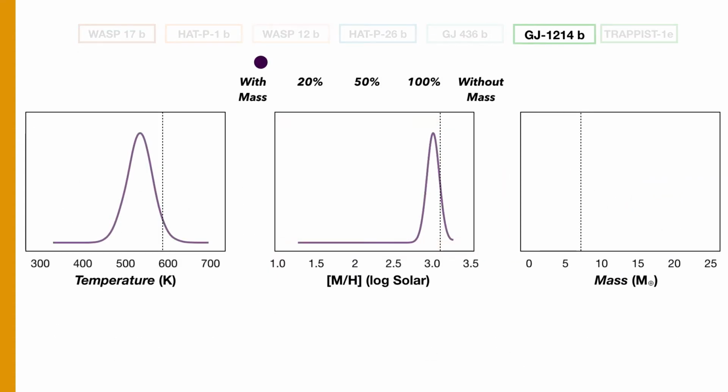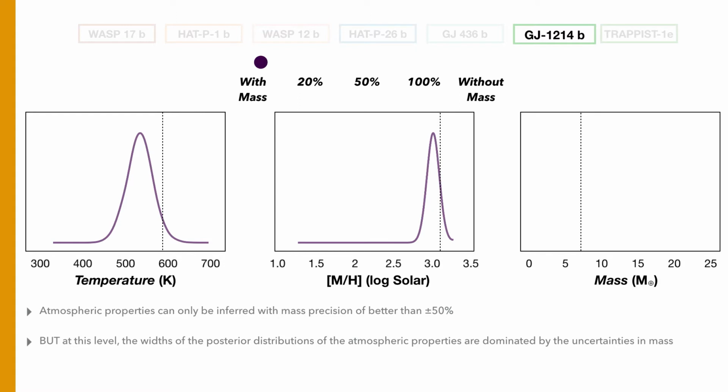So for this case, as the precision on mass degrades, the posteriors of both metallicity and temperature drastically lose both precision and accuracy. And in fact, the atmospheric properties can only be inferred with a mass precision of better than 50%. But even at that level, the widths of the posterior distributions are dominated by the uncertainties in mass.